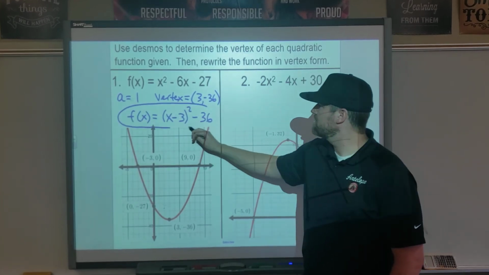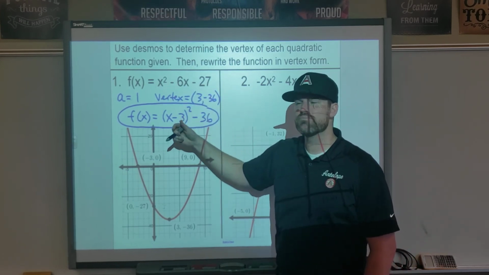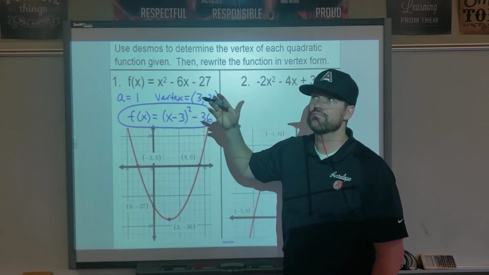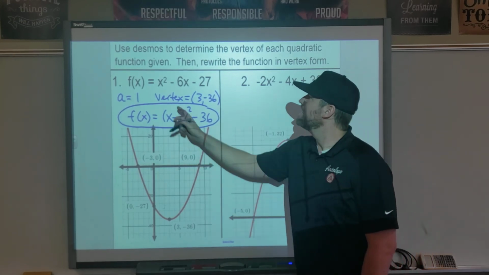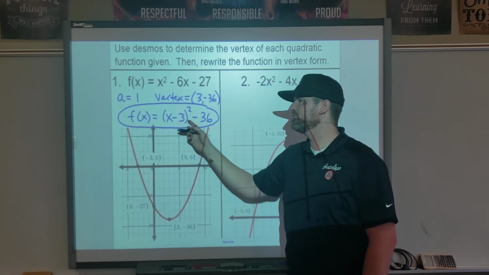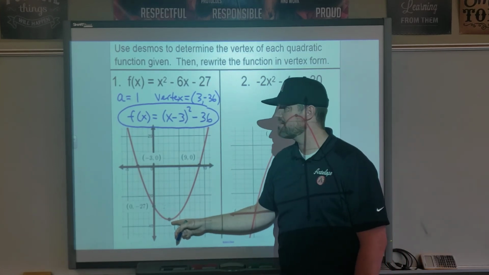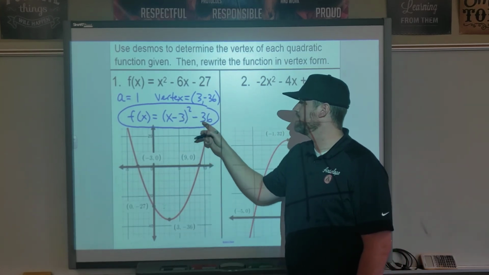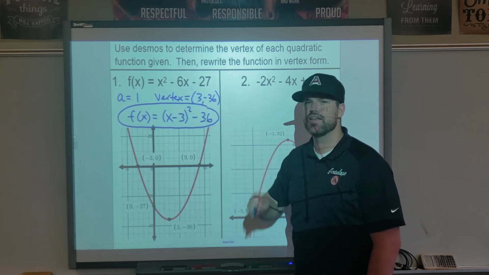So this equation right here, if we rewrite it in vertex form, thank you, Mr. Dresser. If we were to take this equation and complete the square, we could eventually get it into vertex form. Or we can look at the graph, there's the vertex, boom, negative 3, negative 36, gives me the vertex of positive 3, negative 36.